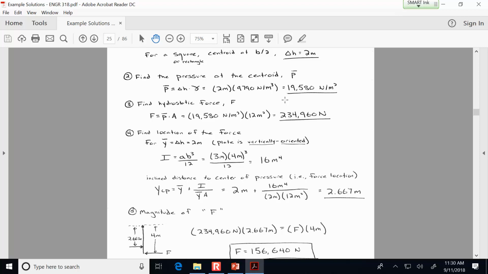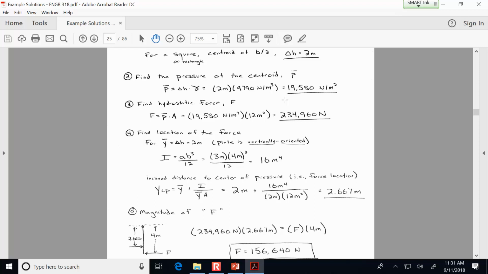So we need to calculate the area moment of inertia. So I equals A B cubed divided by 12. And the A parameter is 3 meters. The B parameter is 4 meters, cubed, divided by 12. It's 16 meters to the 4th.